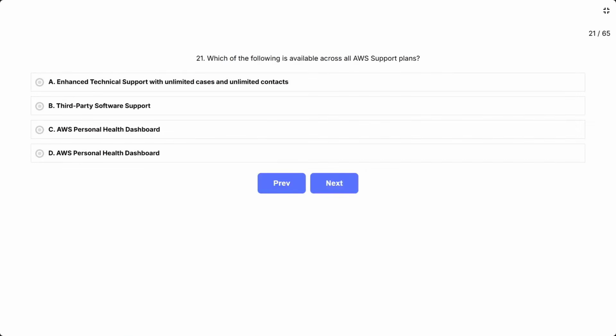Question 21. Which of the following is available across all AWS support plans? The options are A, enhanced technical support with unlimited cases and unlimited contacts. B, third-party software support. C, AWS Personal Health Dashboard. D, full set of AWS Trusted Advisor best practice checks.